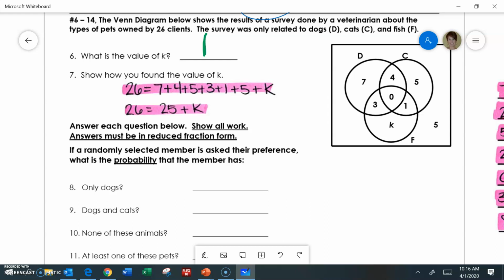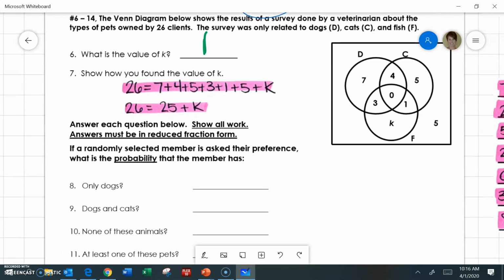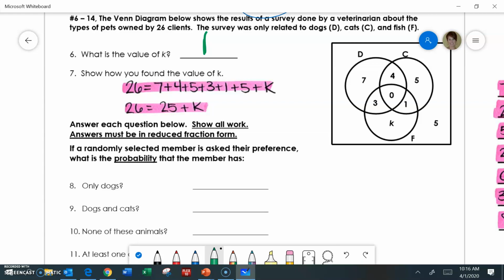So number 8, we want to find the probability that we would pick someone out of the survey that only had a dog. So if they only have dogs, you want to look at the part of the Venn diagram that is just the dog, owning nothing else. So your answer for number 8 should have been 7 out of 26. And that does not reduce.